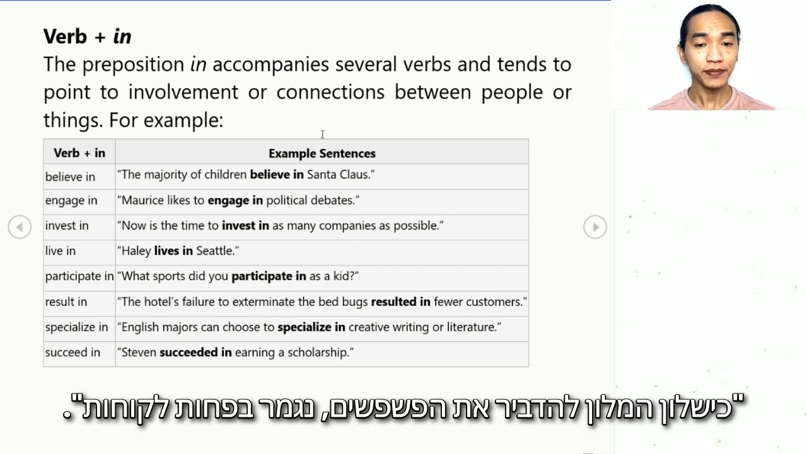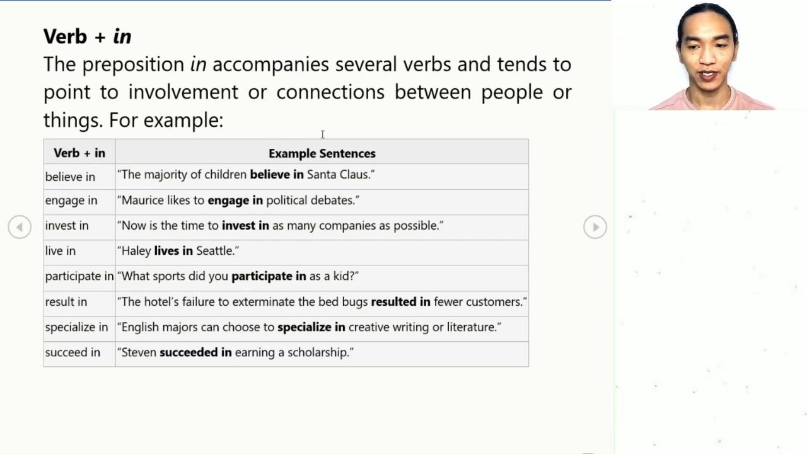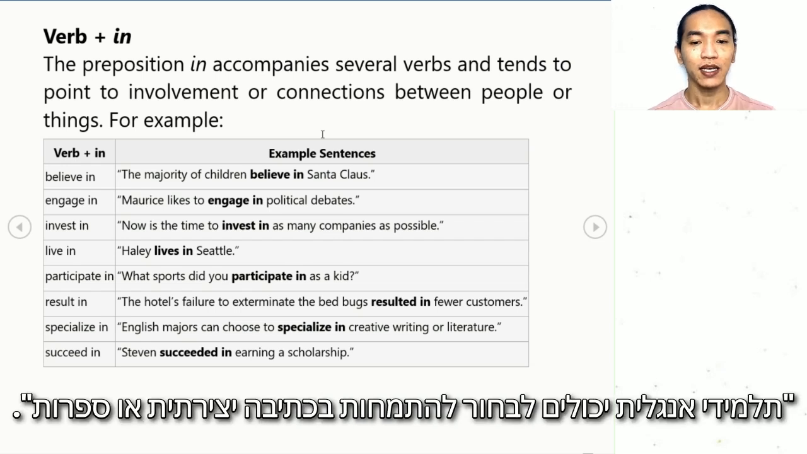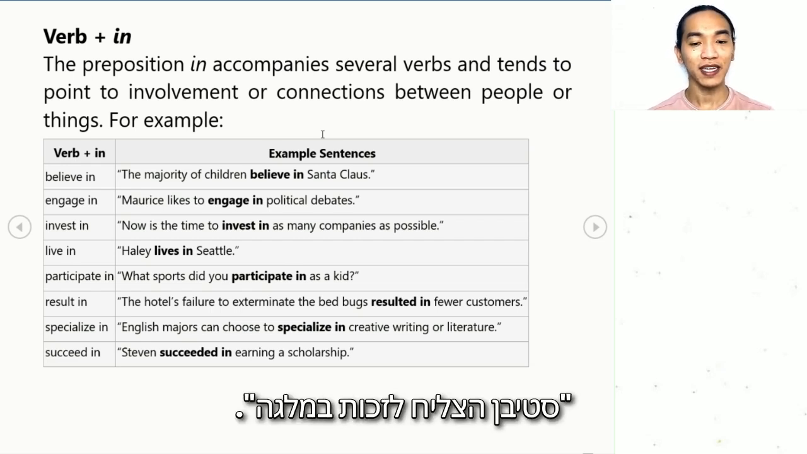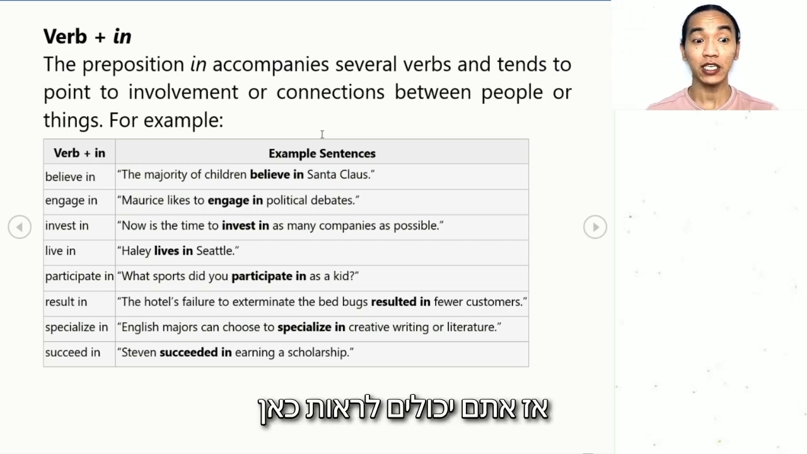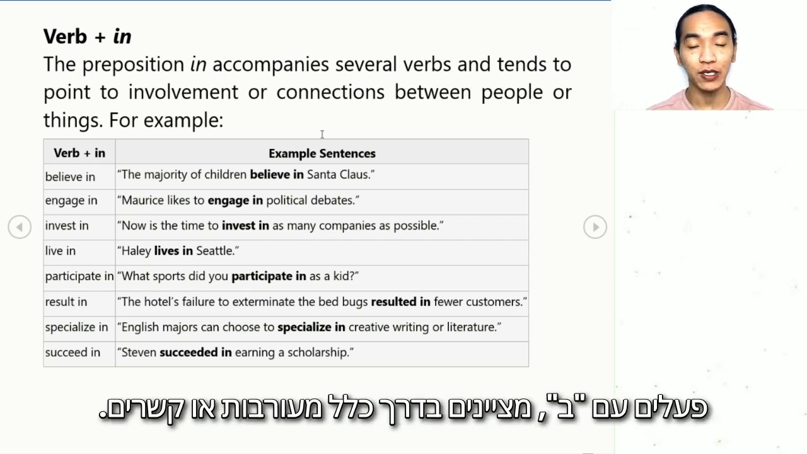Result in. The hotel's failure to exterminate the bed bugs resulted in fewer customers. Specialize in. English majors can choose to specialize in creative writing or literature. Succeed in. Stephen succeeded in earning a scholarship. All right. So you can see here that verbs with in usually point out involvement or connections.